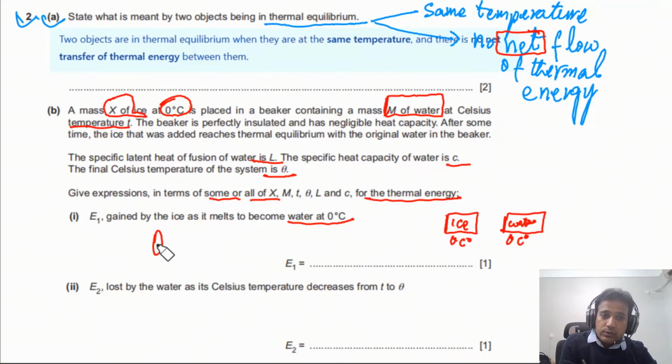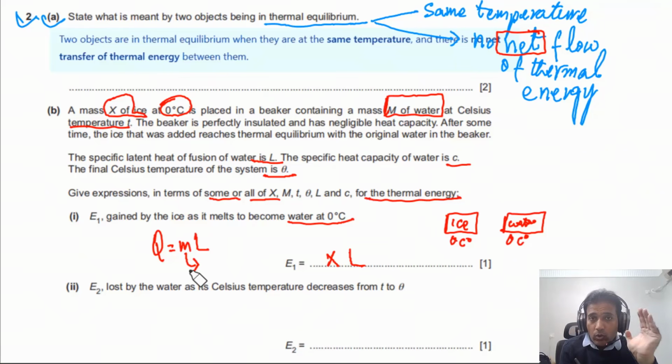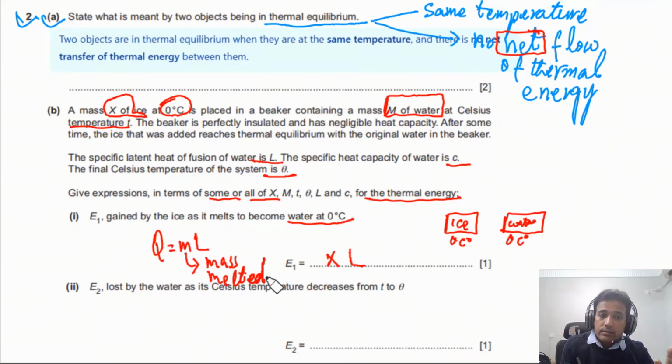So specific latent heat Q is equal to m times L, and in this case mass of the ice is X, so this is simply X times L. M is the mass of ice melted, so in this case we are assuming all the ice has been converted into water. Very important one. This is mass of solid, mass melted, I will simply say melted, meaning it is converted into water.